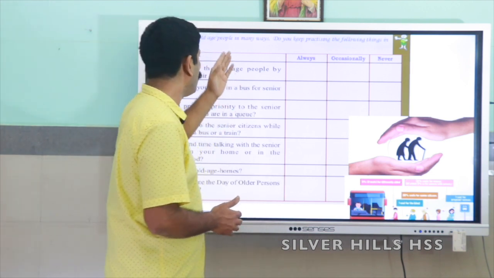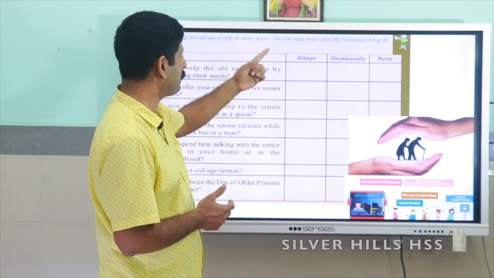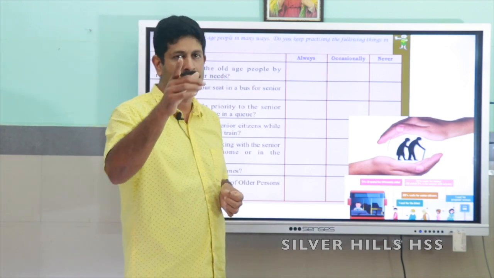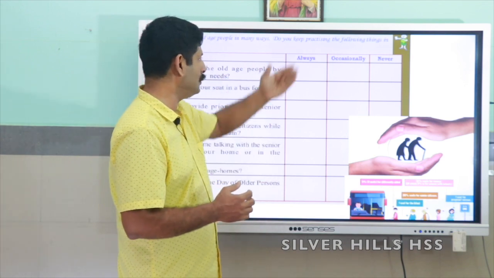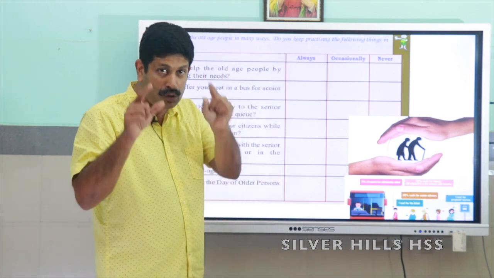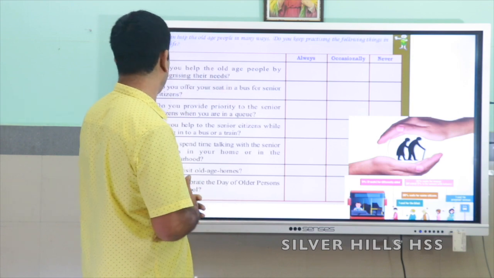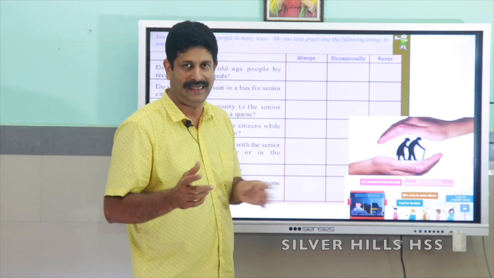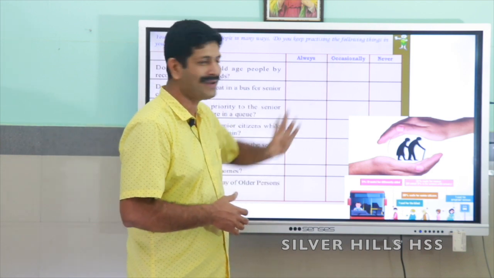You can help the old age people in many ways. Do you keep practicing the following things in your life? You have to check it. I'm giving you some indicators: always, occasionally, never, that you people have to think about. Do you help the old age people by recognizing their needs? You can write: is it always, occasionally or never?